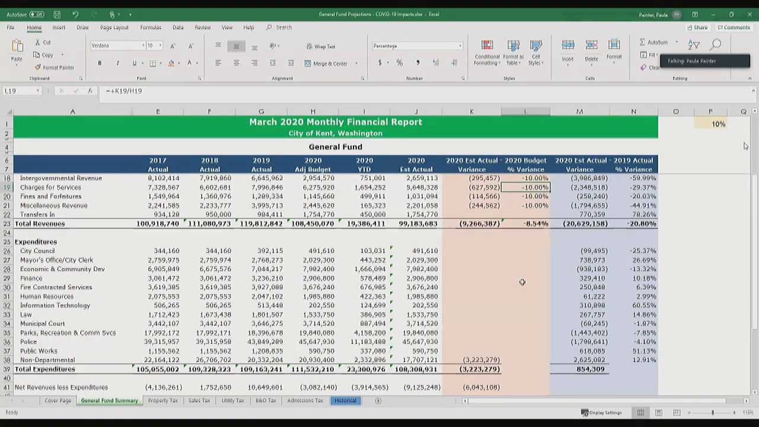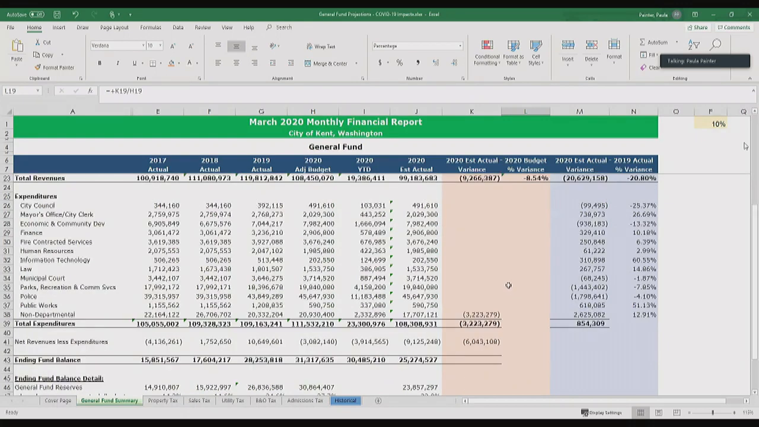Again, I say all of this, but these are really best educated guesses that we could be putting out here based on the information we have. If we were to do nothing in 2020, we would be using 9.1 million of our fund balance.